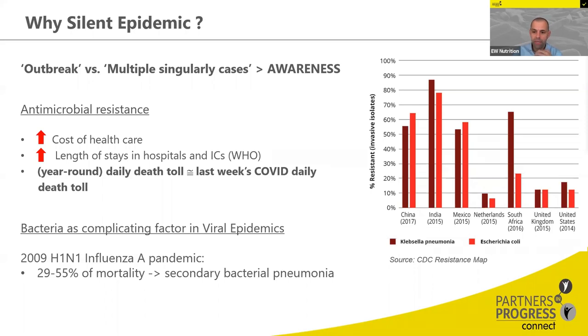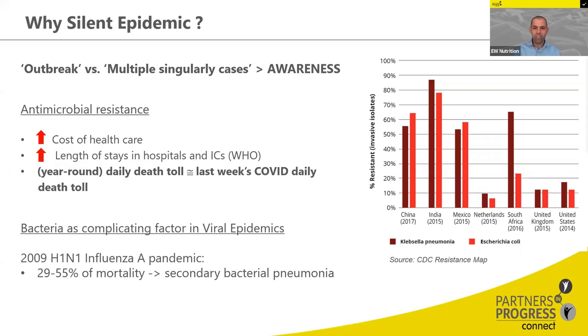So the 2050 prediction on 10 million people dying every year due to treatment failure caused by antimicrobial resistance is astonishing. And it might feel like a doom perspective. And in a way it is, because it's based on the assumption that we do not change our way of operating. The estimated number of people dying already today due to antimicrobial resistance equals last week's average daily death toll of COVID-19 of 2,000 people a day. So it's a silent epidemic that gets less attention, but that we need to help address as an industry.